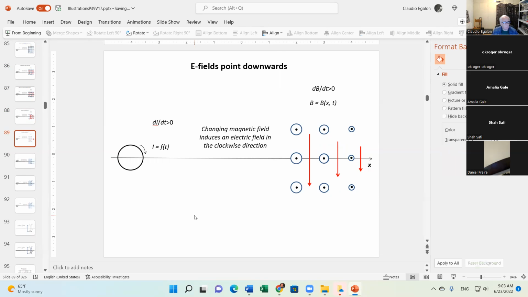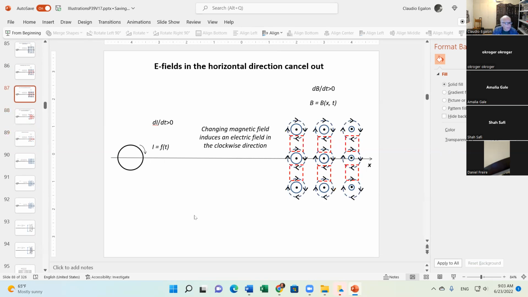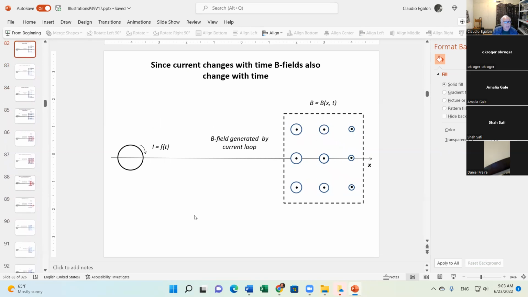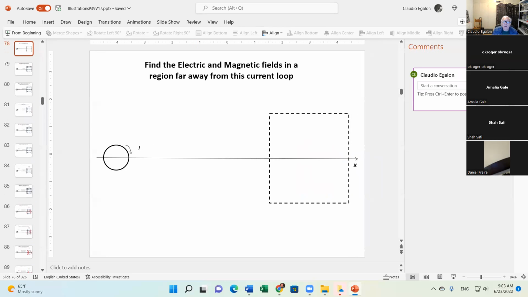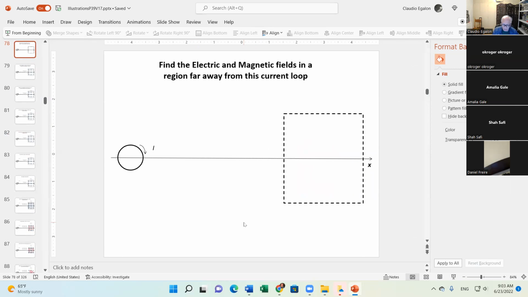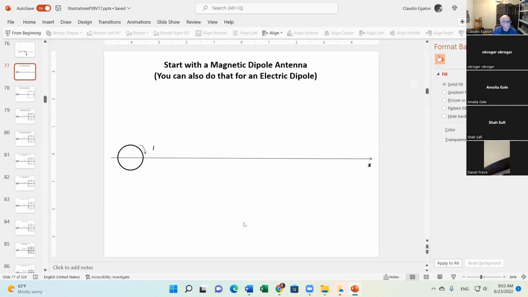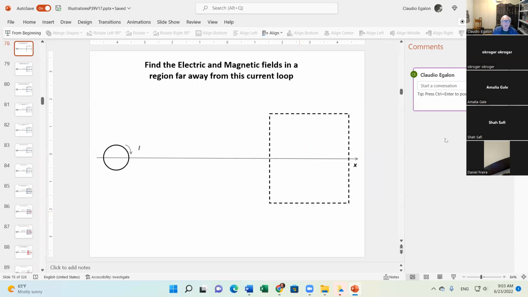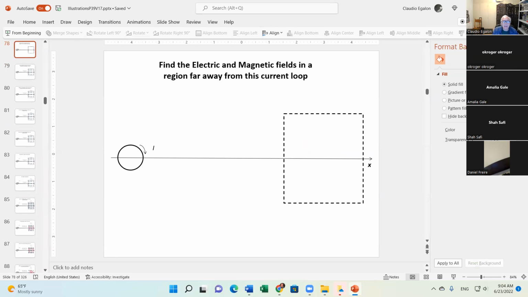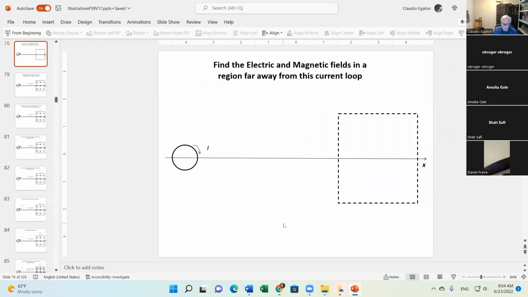So before we go into a break, let's make a brief summary, and then we continue after. Remember, this is a lengthy derivation, and you're not going to see anything like that out there. So you start with a magnetic dipole antenna. This magnetic dipole antenna, we know, is going to produce a magnetic field far away in space.